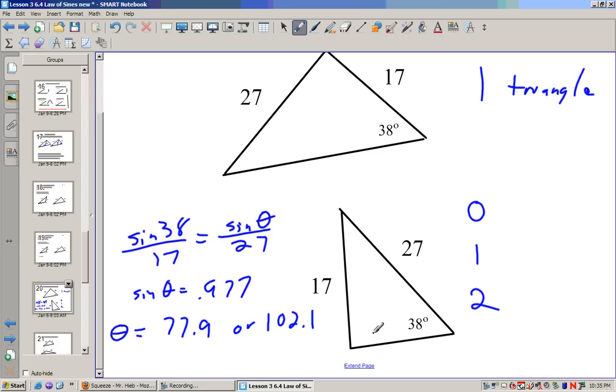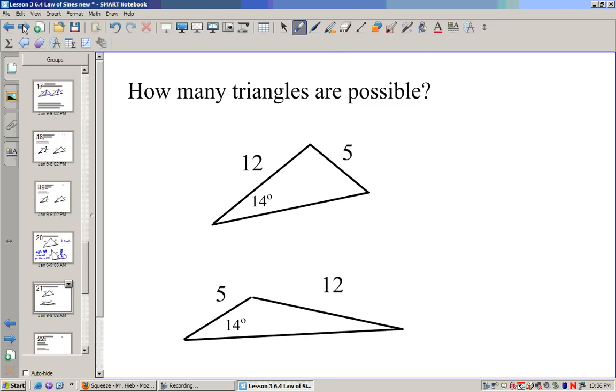And it's not too much. If this number was too high, where if I added it to 38, it wouldn't make a triangle, then we can scratch it out. But both of these are reasonable answers. So in this case, there are two triangles that can be done in this situation.